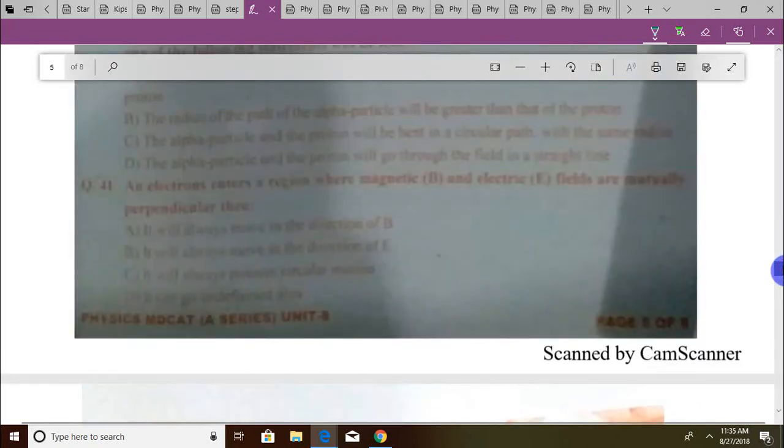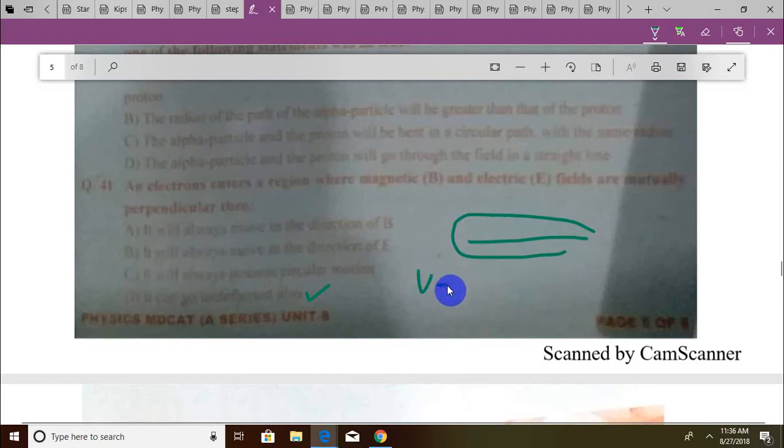So we have an electron that enters the region where the magnetic field and the electric field are mutually perpendicular. Then it will always move in the direction of B. It will always move in the direction of E. It will always possess circular motion. It can go undeflected also. Yes, it can go undeflected if it possesses a certain velocity, which is V equal to E over B.